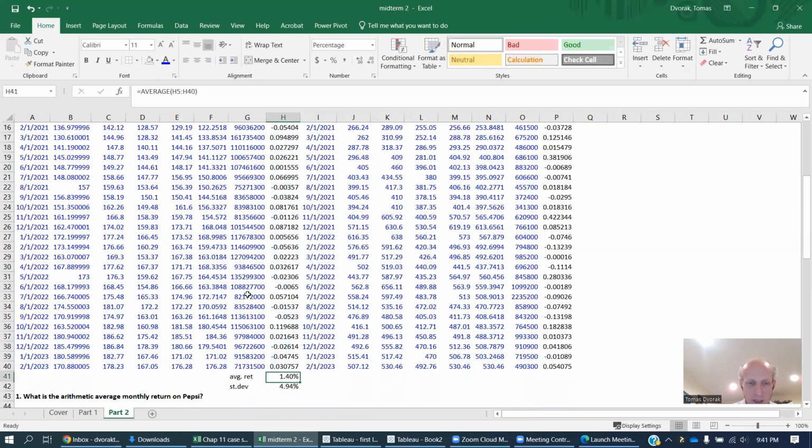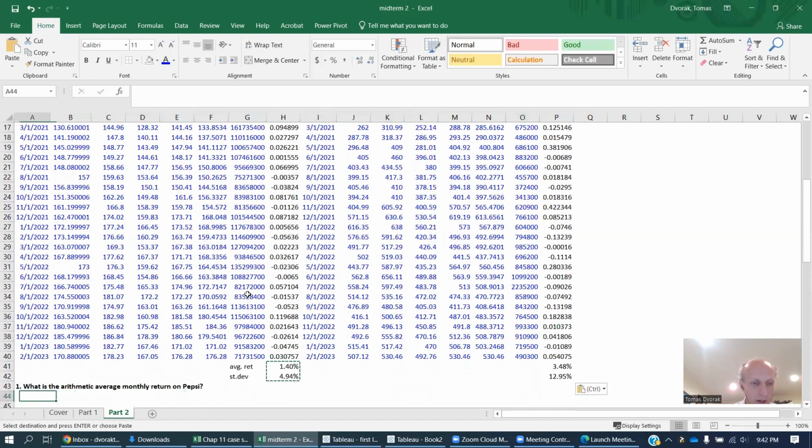Enter, and we can copy that for Coke. So we have it done for all of them. Control V. All right, so Pepsi had about 1.4 monthly returns with 4.94 standard deviation. Coke did much better with a lot more volatility. All right, so arithmetic average returns. So we already did that. I'm just going to link the cell.